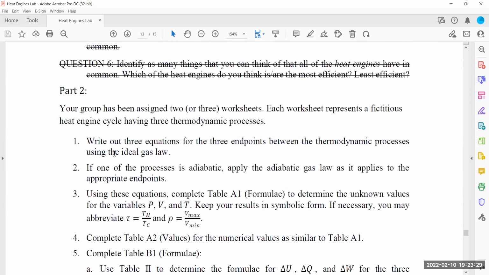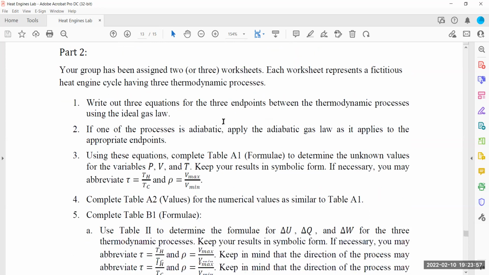And this is now what the process is. You're supposed to get 2 or 3 worksheets, okay? Each worksheet represents a fictitious engine having 3 thermodynamic processes. Write out the equations at the endpoints. And if one of these processes is adiabatic, apply the adiabatic law, and use the equations, basically.